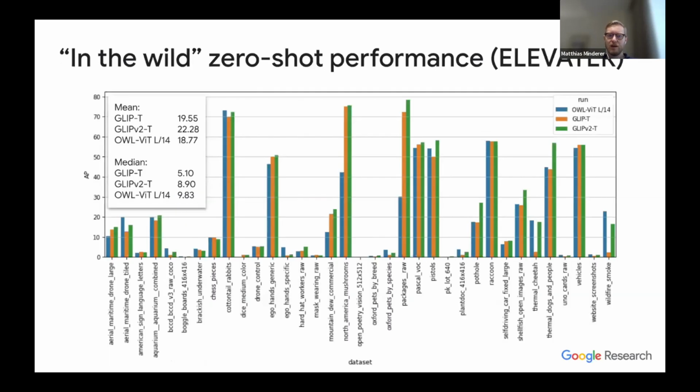OK, so then, of course, what's ultimately most interesting in the open vocabulary setting is this in-the-wild performance, which is what this workshop is all about, and what the ELEVATER benchmark is also about, where we have this large set of different and very diverse tasks. And we evaluated our model on that too, and it does fairly well. I mean, there are some particular tasks where it lags behind a little bit, like mushroom detection or detecting packages. But overall, if you look at the median performance across tasks, it performs quite well.